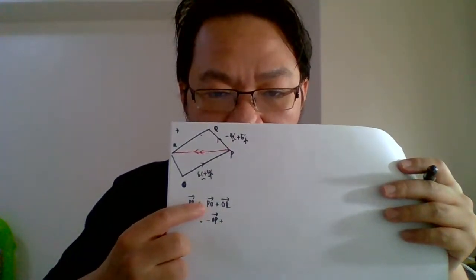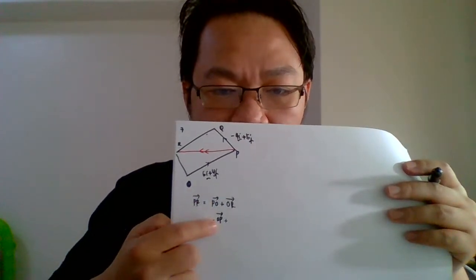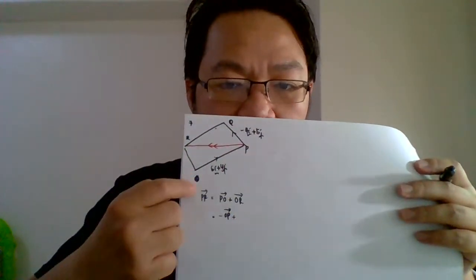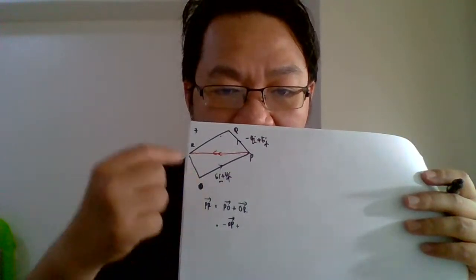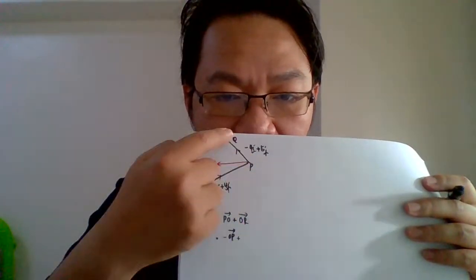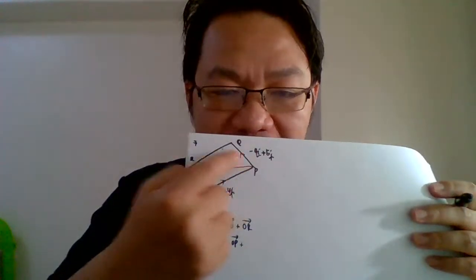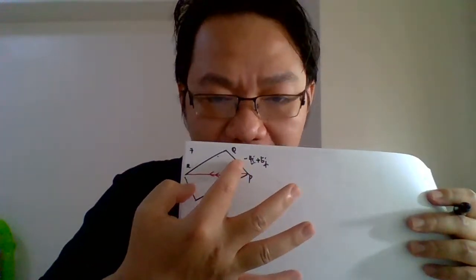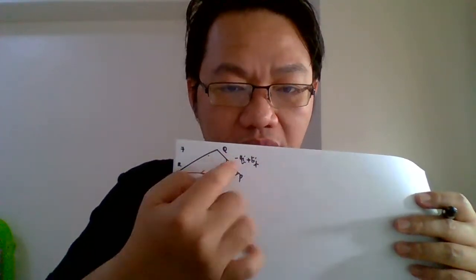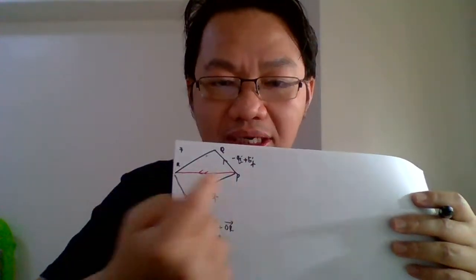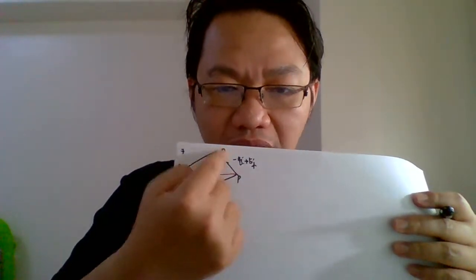And then OR here. How about your OR? Okay, PO actually equals negative OP, opposite direction. OR is actually parallel with PQ, right? And then this is a parallelogram. They are not only parallel to each other, but also have similar vectors. So the direction of OR and the direction of PQ are the same direction. So what happened to this vector? It just remains the same. So OR actually equals PQ.